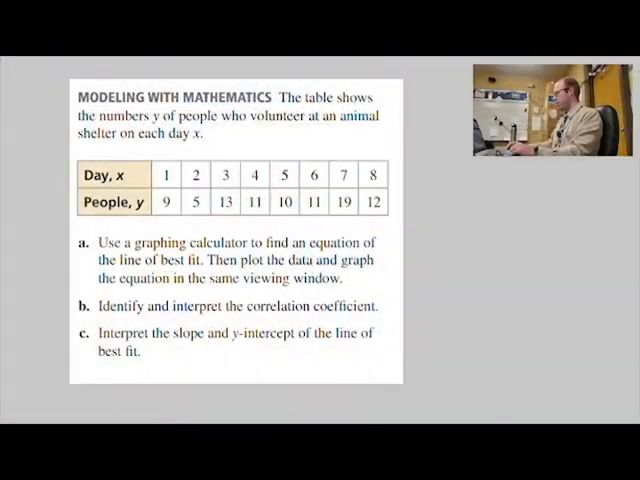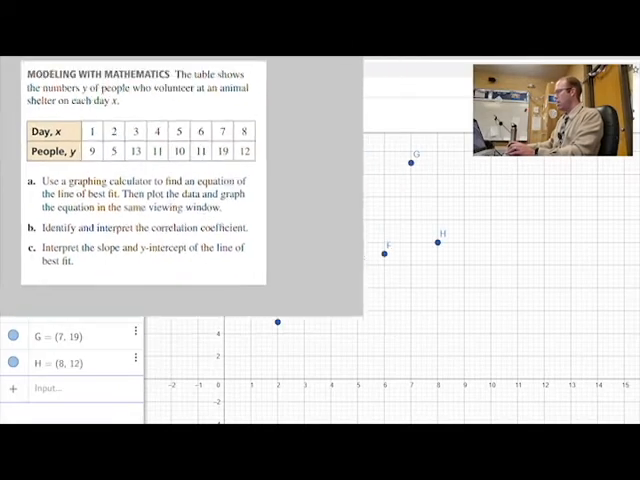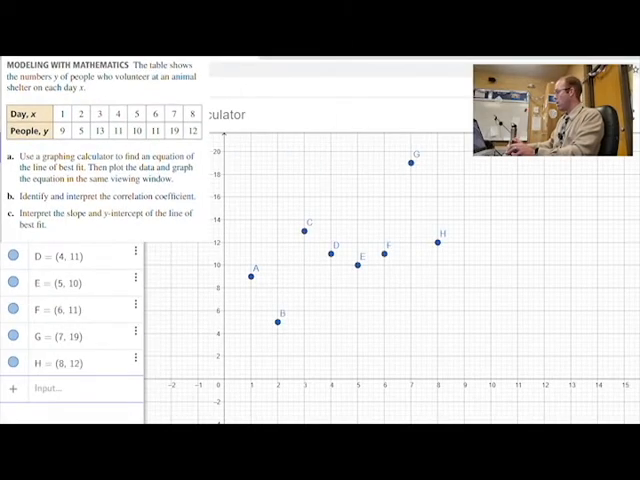All right, let's take a look at this question right here that shows the number of people who volunteer at an animal shelter on a given day. So we are tasked with finding an equation for the line of best fit, which we will use GeoGebra to do again, like we did in our last section. We are to identify and interpret the correlation coefficient and interpret the slope and the y-intercept of the line of best fit.